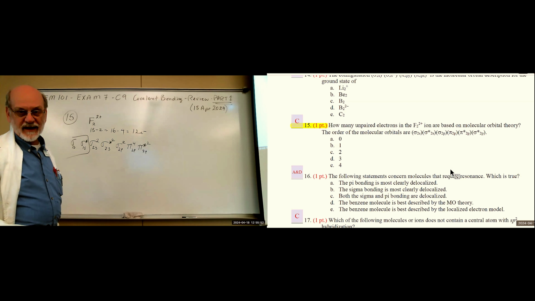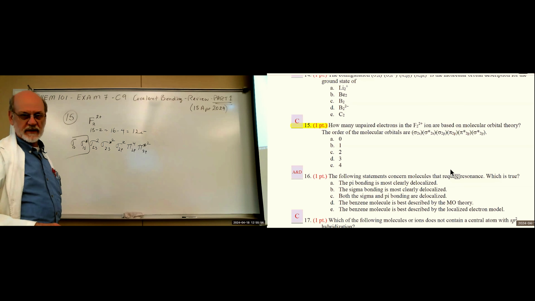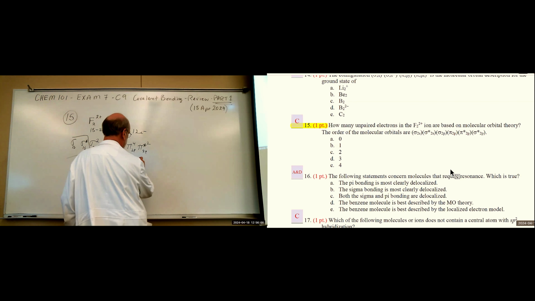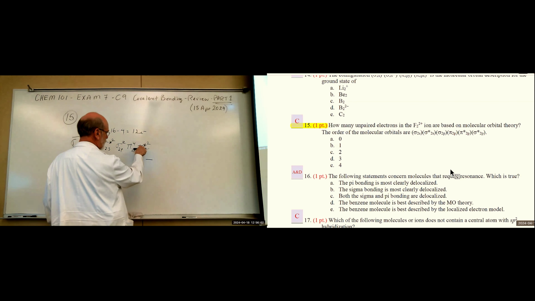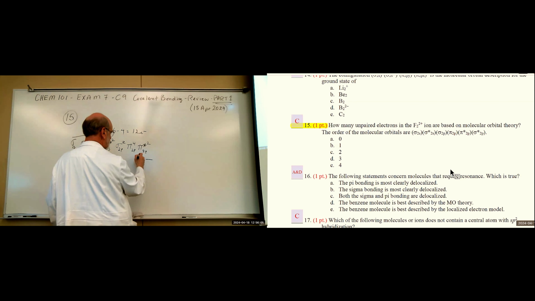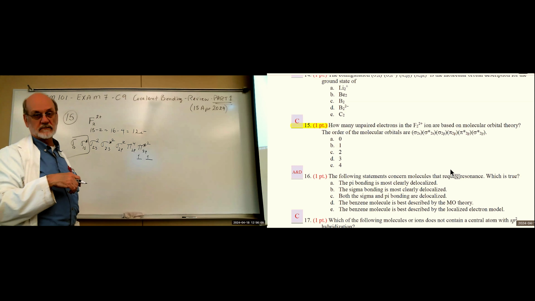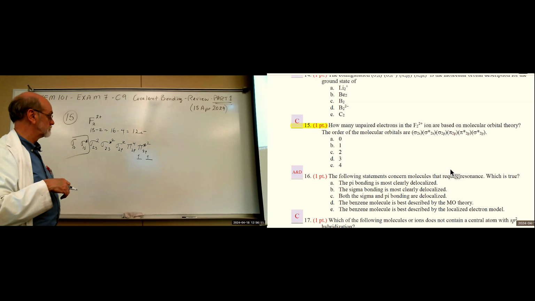Okay. The order of molecular orbitals is this. How many unpaired electrons? Okay, so here we have 2 degenerate orbitals for the pi, which means 1 here, 1 here. So we have 2 unpaired electrons.